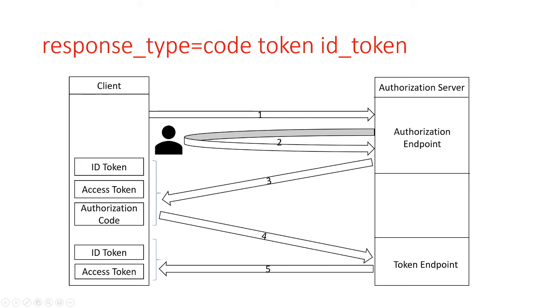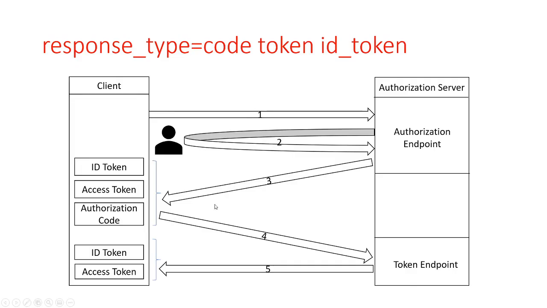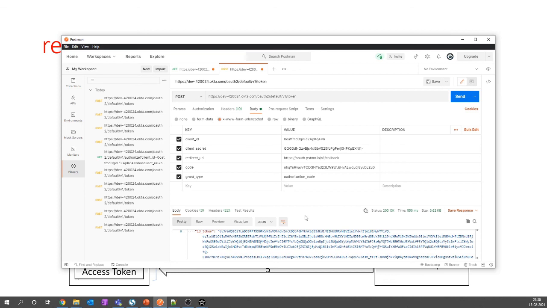Let me go back to the browser. I had ID token, access token, and the code, and then we exchanged the code with the access token, and along with that, I also got the ID token. So let me go back to Postman. So I got the access token and an ID token.